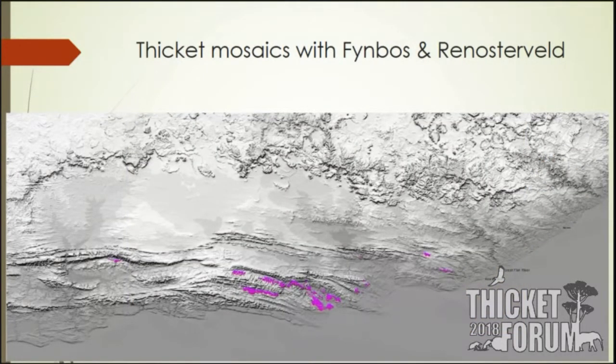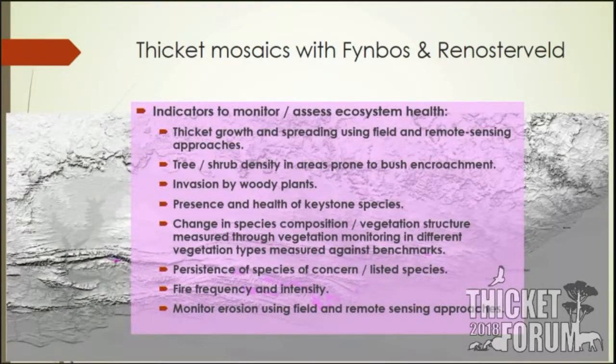And the last one is thicket mosaics with fynbos and renosterveld. This is on the winter rainfall side. Management obviously different. And these are some of the indicators to monitor ecosystem health. In this particular case, a lot of those indicators apply across all of the units, but there may be 1 or 2 that are specifically different for some of the other units.